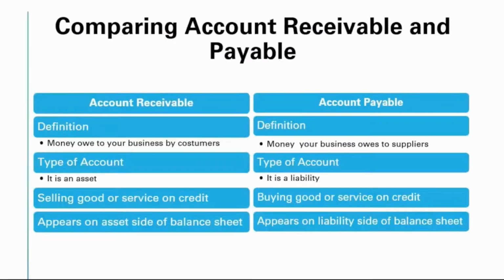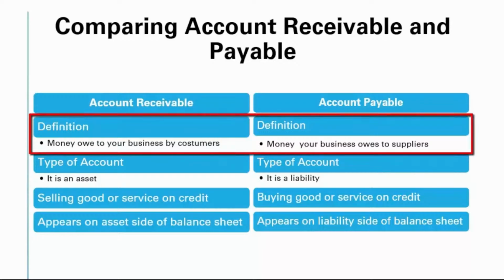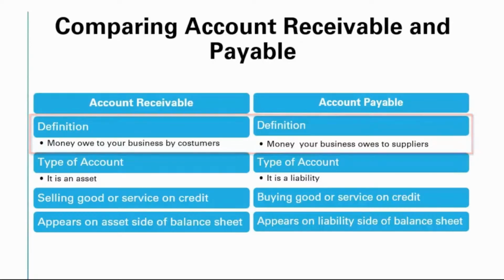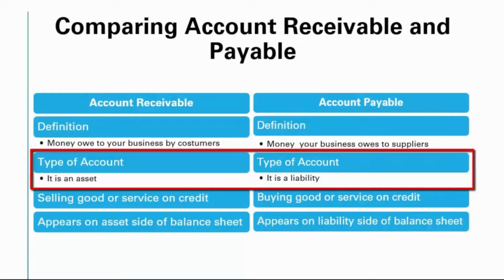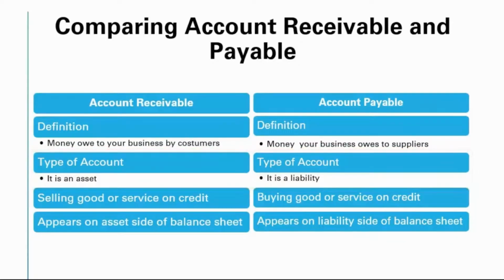Comparing accounts receivable to accounts payable. Now, let's take a moment to compare accounts receivable to accounts payable. These two concepts often come up together, so it's important to see how they're different. Definition. Accounts receivable is money owed to your business by customers. Accounts payable is money your business owes to suppliers. Type of account. Accounts receivable is an asset because it's money you expect to receive. Accounts payable is a liability because it's money you're obligated to pay.